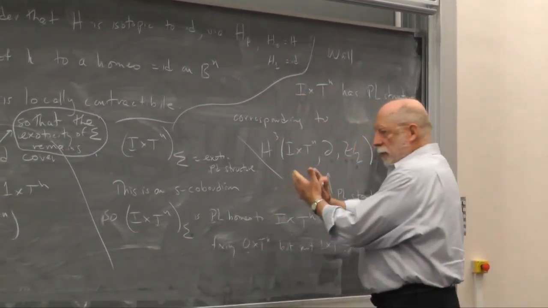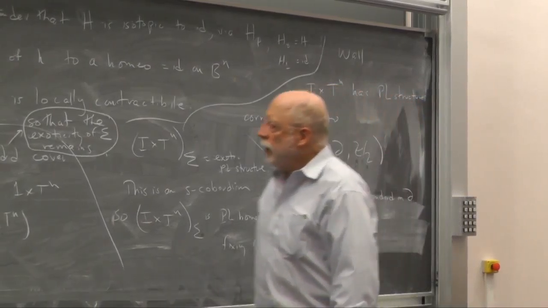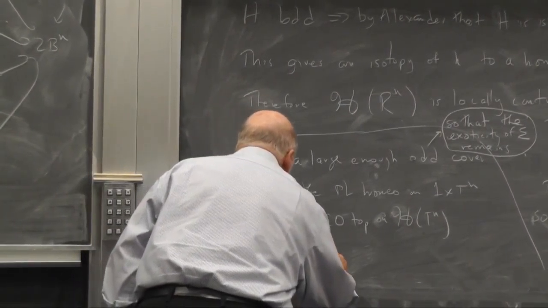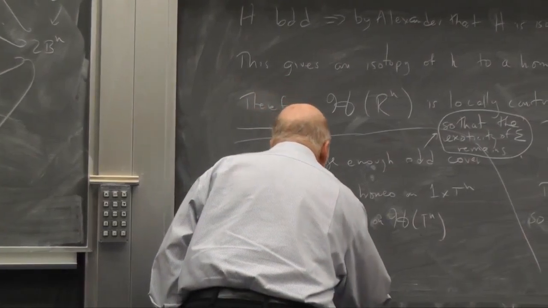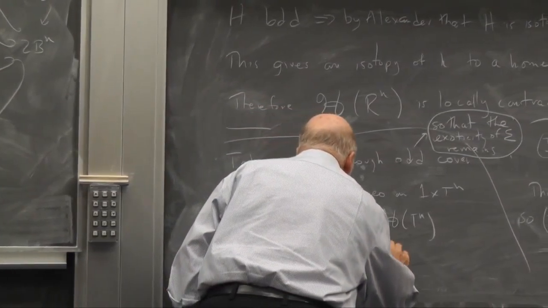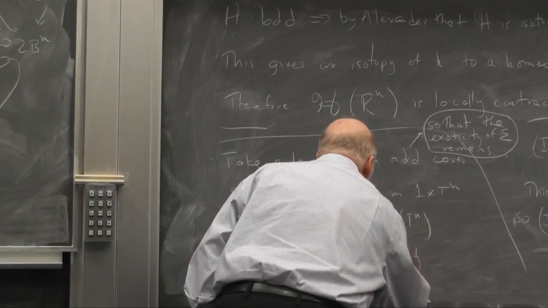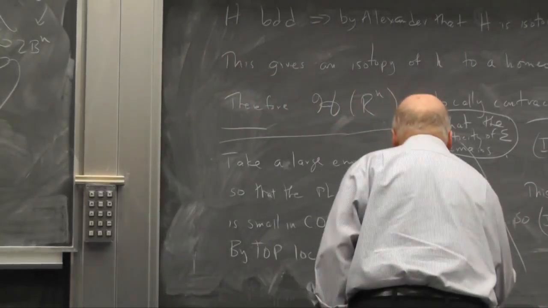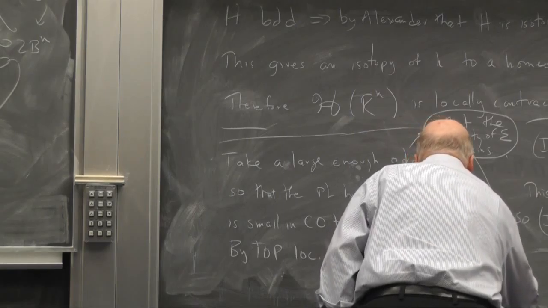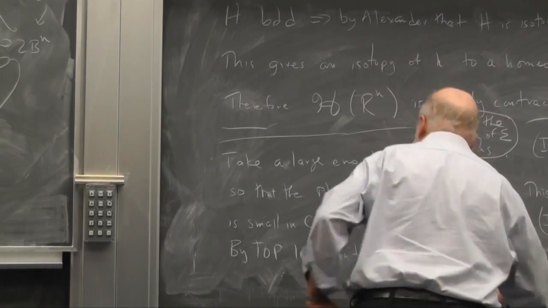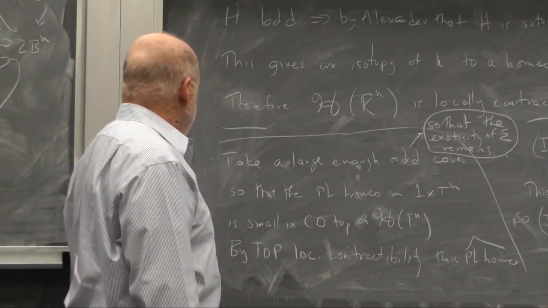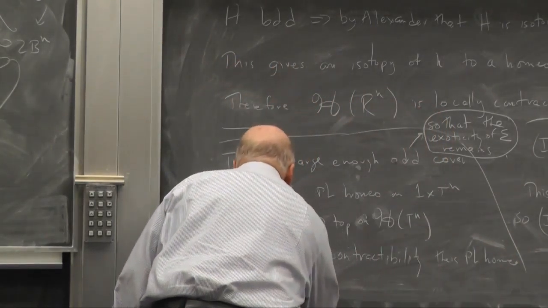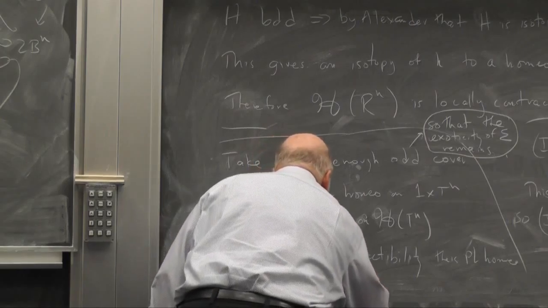But now this discrepancy on the end is small. So by local contractibility, here's the punchline, by topological local contractibility, this PL homeomorphism, the cover of it, because we took a big odd cover, is small. So the PL homeomorphism is isotopic to the identity.